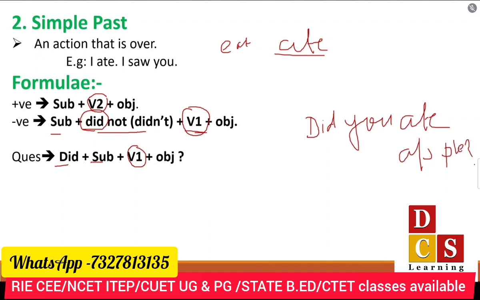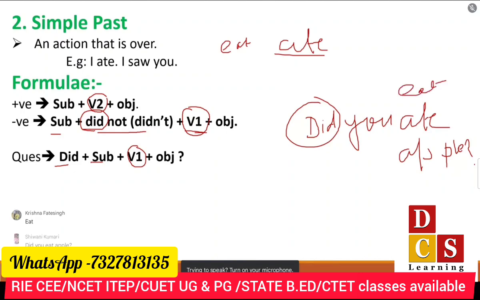Eat will be used. What will be the correct sentence? Did you eat apple? Once you use did, then you have to use the first form of the verb, right? You should mark this every time whenever you are speaking a sentence with your friends. Yes or no? Is it okay? Yes, sir. Okay. Next.